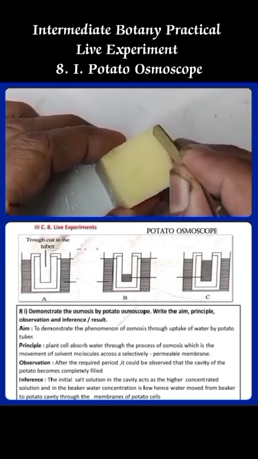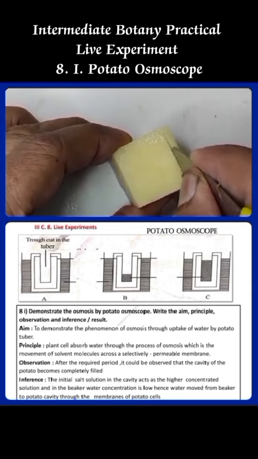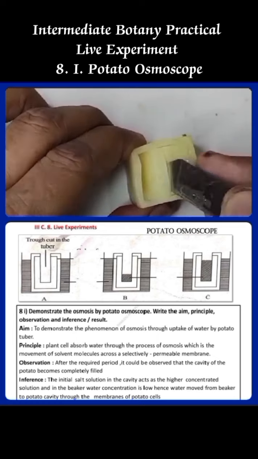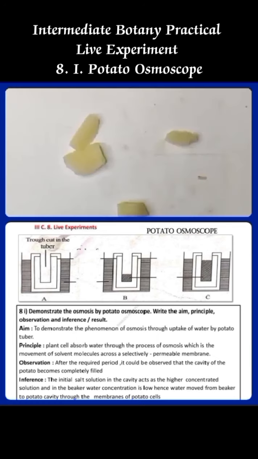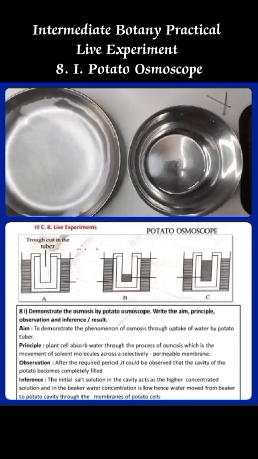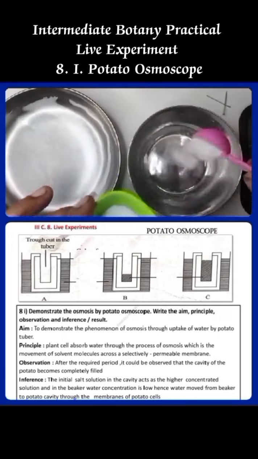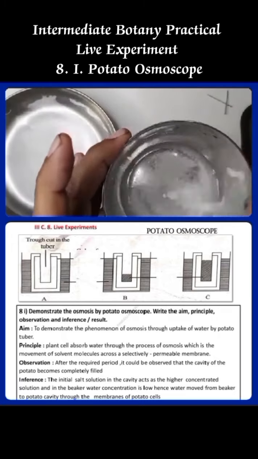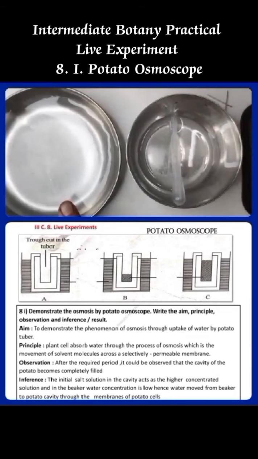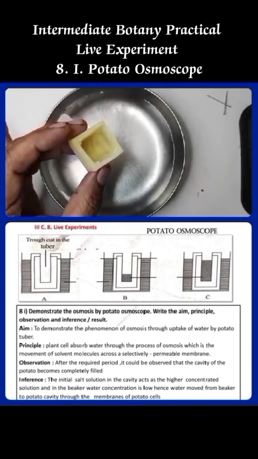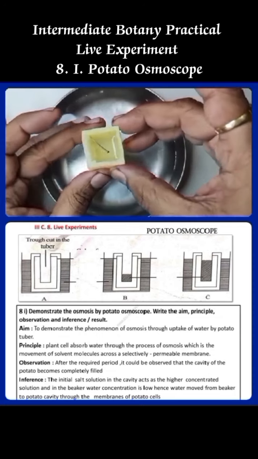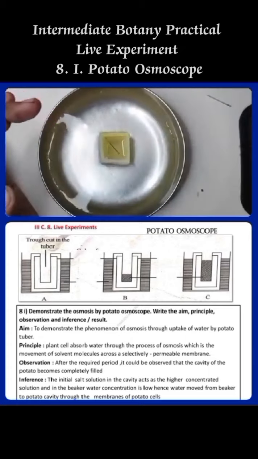Principle: plant cells absorb water through the process of osmosis, which is the movement of solvent molecules across a selectively permeable membrane, that is the plasma membrane. Observation: after the required period, the cavity of the potato becomes completely filled. Inference: the initial salt solution in the cavity acts as a higher concentrated solution, and in the beaker water concentration is low. Hence, water moved from the beaker into the potato cavity through the plasma membrane of potato cells.